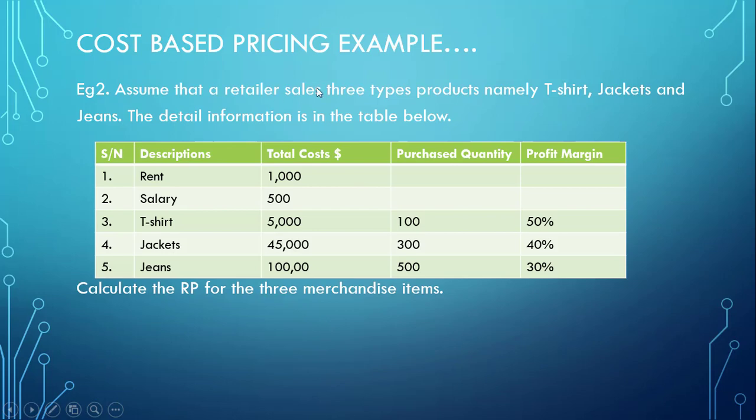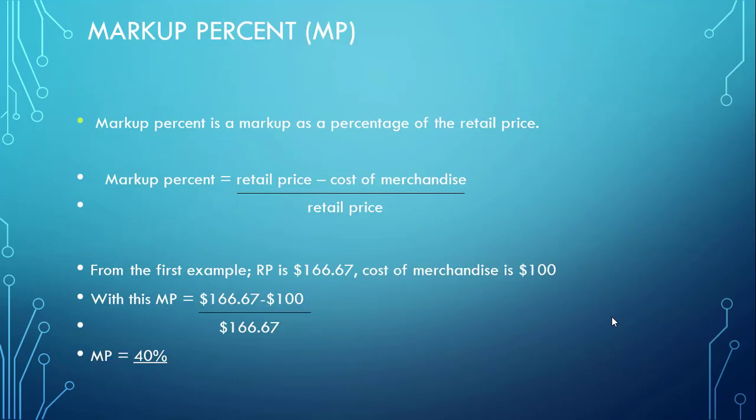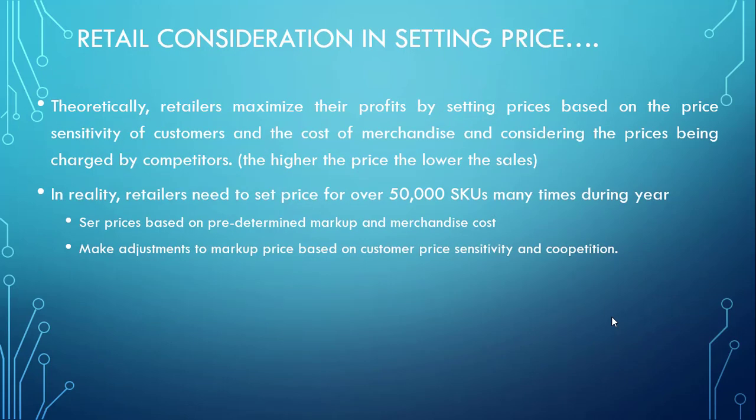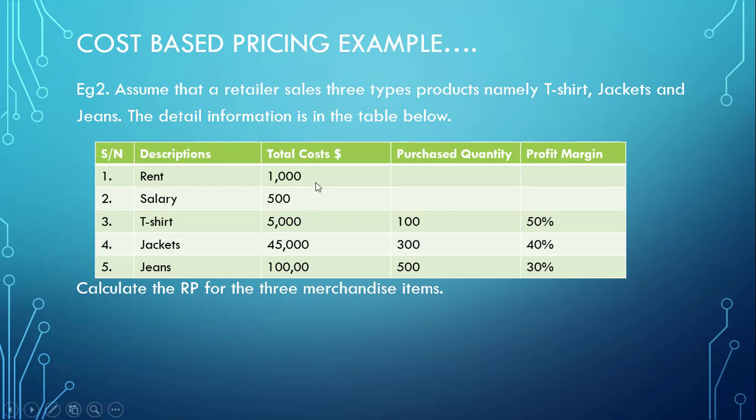So it says, assume that a retailer sells three types of products, namely t-shirts, jackets, and jeans, and these are the detailed figures of the costs, the quantities to be purchased, and the profit margins. If you remember, we have said price is complicated in retail because they might have a lot of SKUs. Because of this, the price calculation in retail will be a little bit complicated.